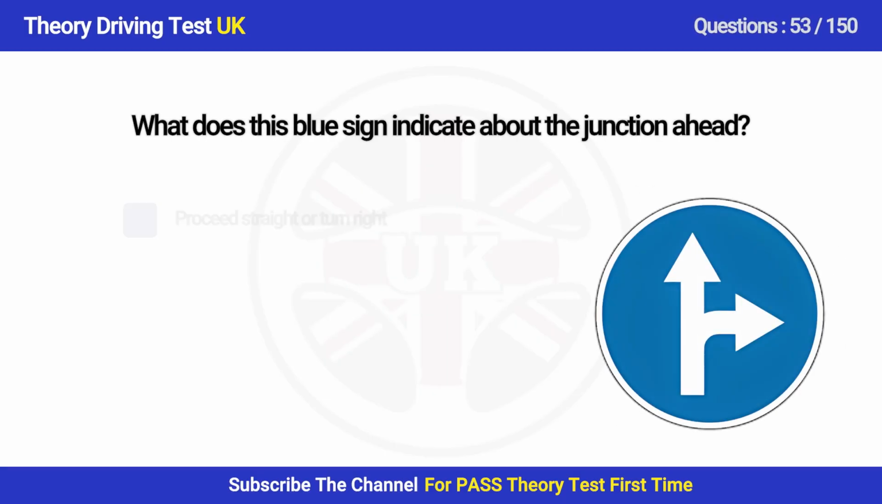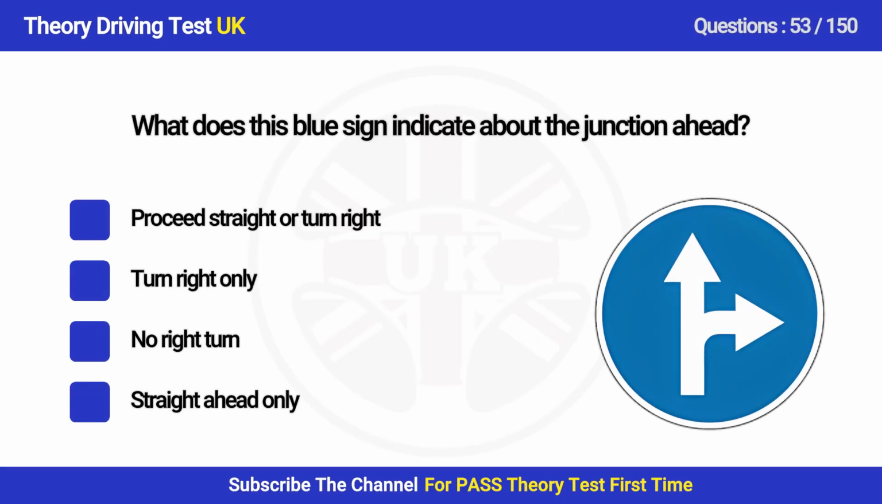Question 53. What does this blue sign indicate about the junction ahead? A. Proceed straight or turn right. B. Turn right only. C. No right turn. D. Straight ahead only.